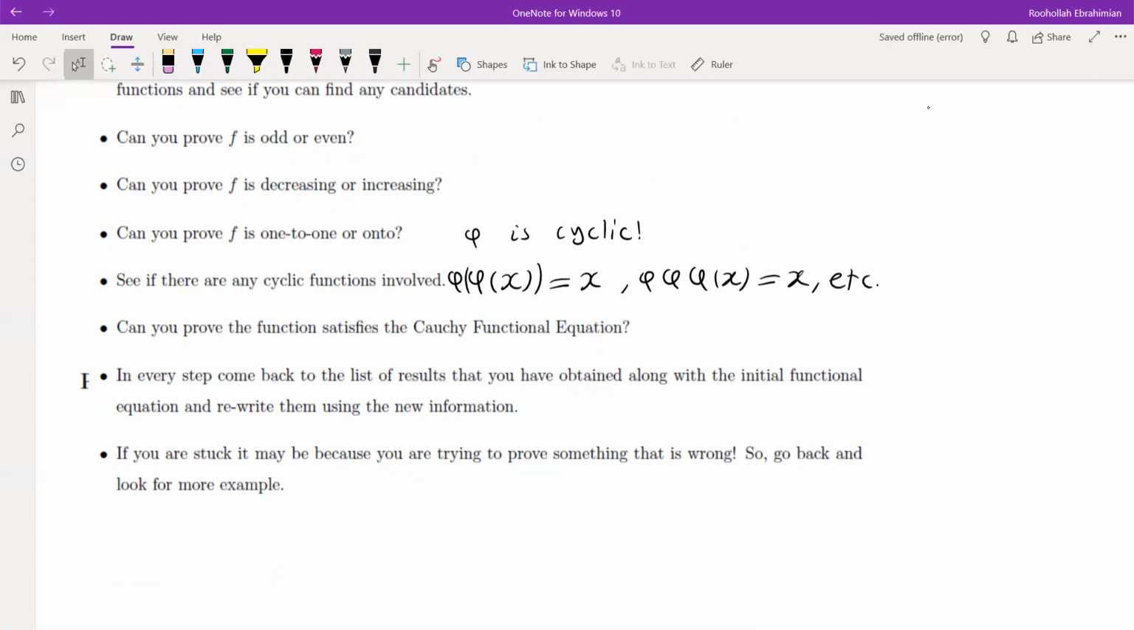And in every step, you want to go back and see whether the results that you obtain are going to simplify your functional equation. If you're stuck, if you're not able to solve the problem, it could be the case that you're trying to prove something that is false. So if you're trying to prove that the functions are only linear functions and you're stuck, it could potentially be that maybe that's not the answer to the question. Just keep that at the back of your mind, because that also happens fairly frequently.